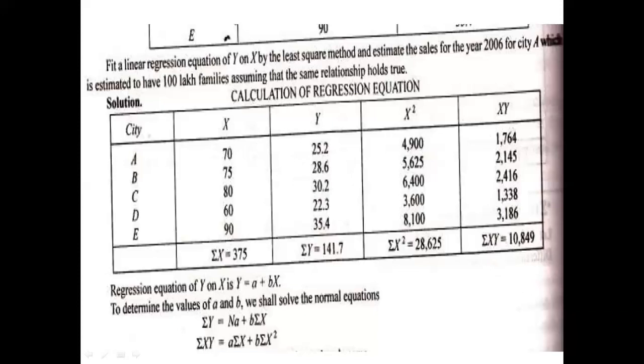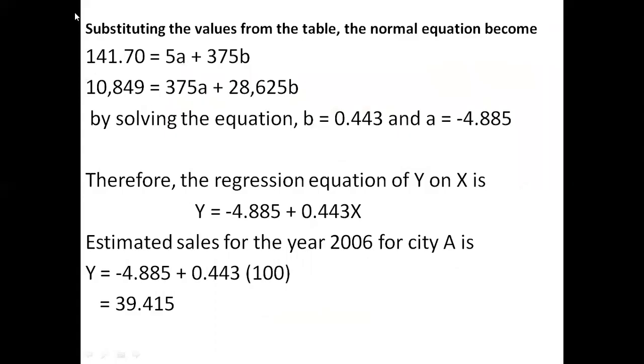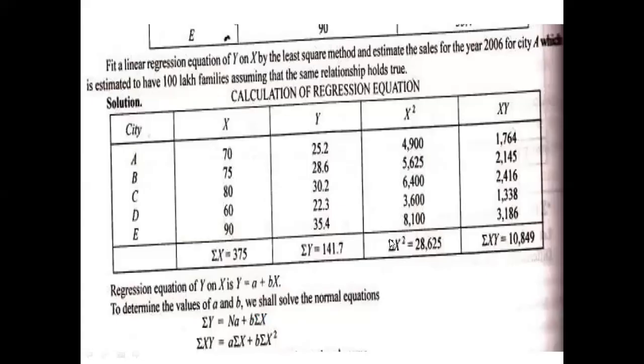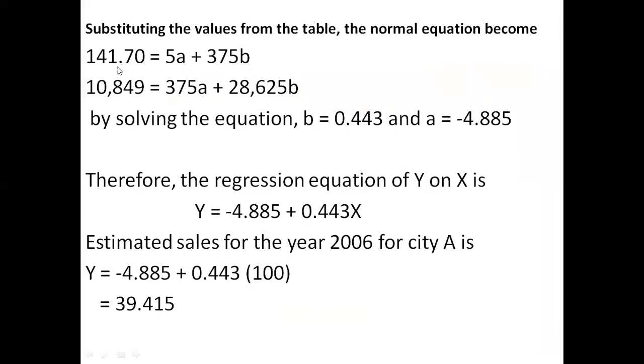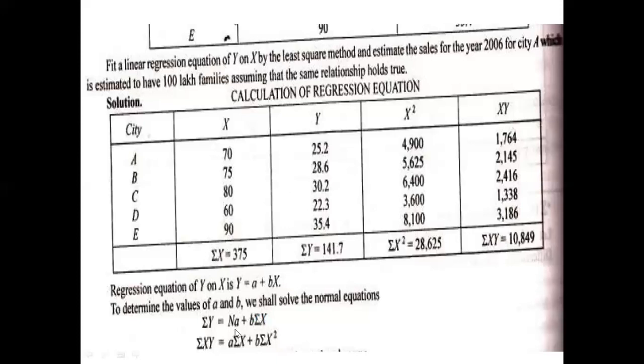So let's move forward. We will now put these values in these two equations. Here we have inserted the values, as we can see sigma y is 141.70. Here we have inserted the same value. Number of items were 5, so N, capital N, is number of items, it is 5, plus 375. 375 we have inserted in place of sigma x as it is 375.